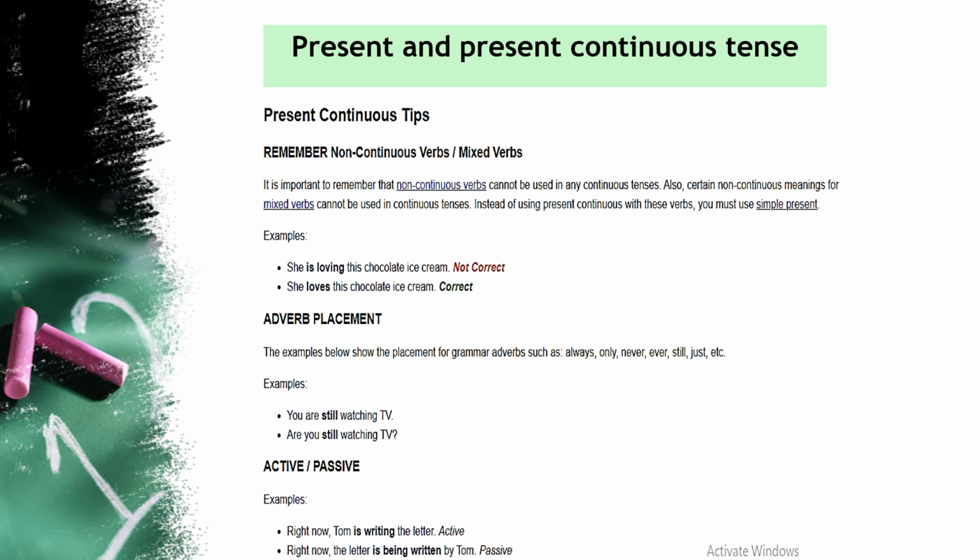The active and passive: right now Tom is writing the letter, is active. The passive: right now the letter is being written by Tom. So the passive is something you express when the work is done by some people. In the active, the subject is Tom writing the letter. Now if I'm talking about the letter, it is being written by Tom.